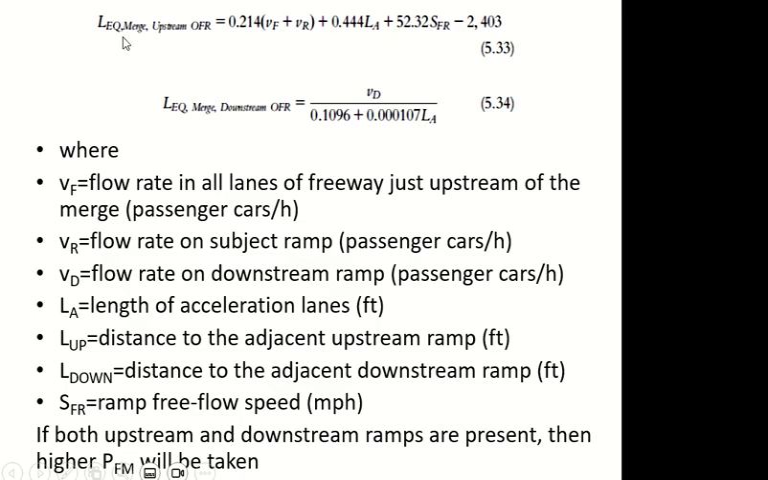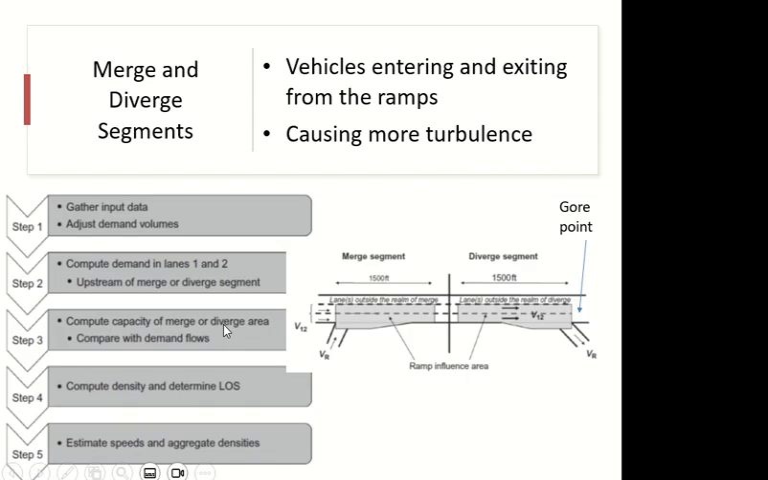If you are calculating LEQ for upstream off ramp, you will use this equation. If you are calculating LEQ for downstream off ramp, you will just use this equation. What is VD? The flow on the downstream ramp. And what is LA? The length of the acceleration lane. What is acceleration lane? When you come on the ramp, you will have a small lane here, so that you can regain your speed before you merge on the main highway. This is called the acceleration lane.